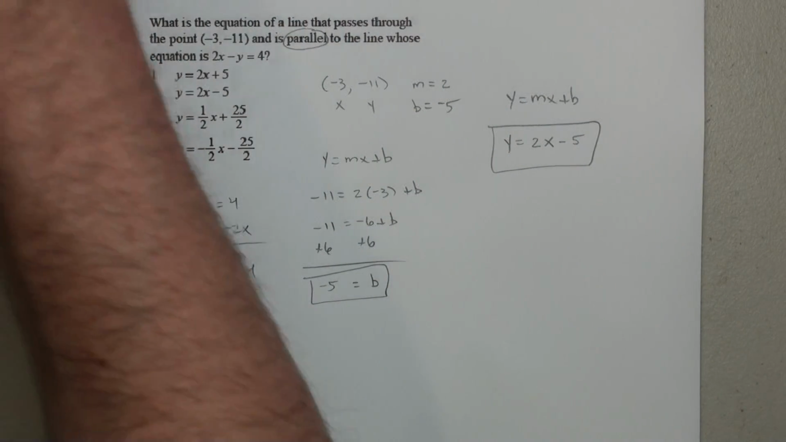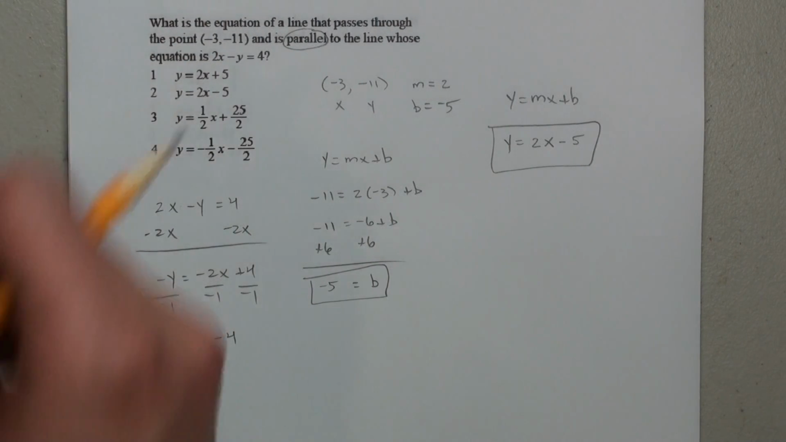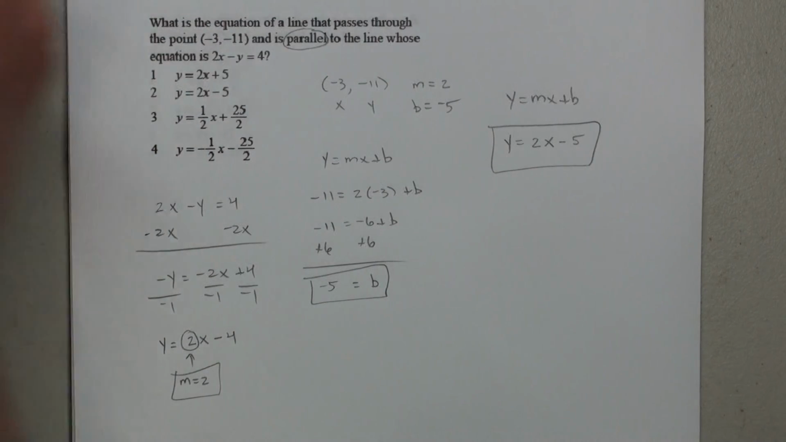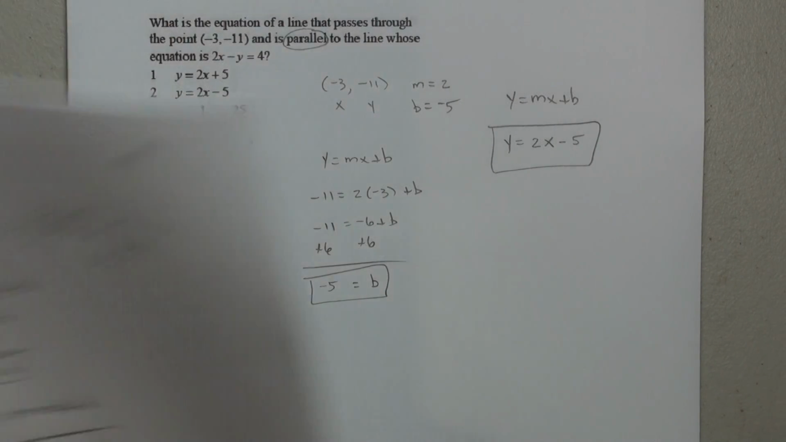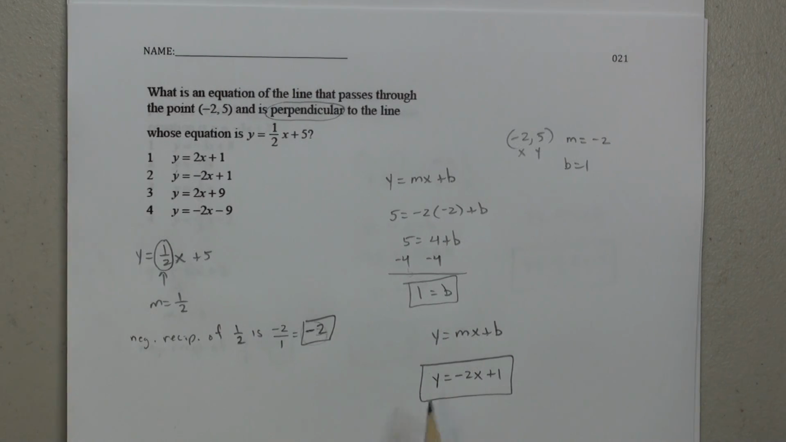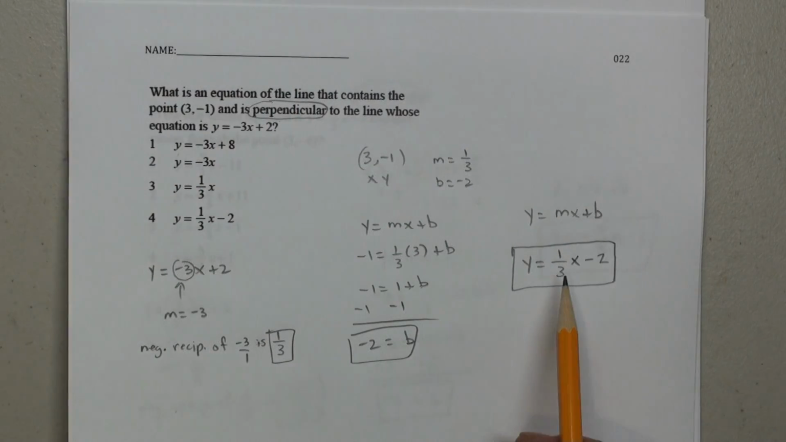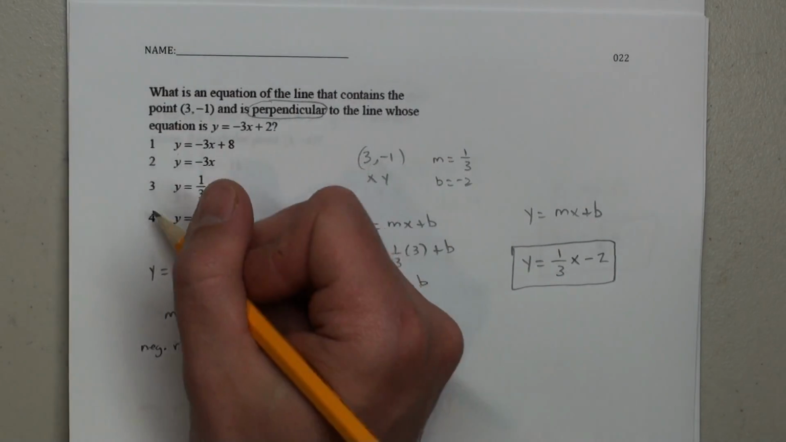Whoops, I probably should have been circling the correct answer. Which will only take me a second. So if I go back to 21, it was y equals minus 2x plus 1. Choice 2. 22, 1/3 x minus 2. Choice 4.